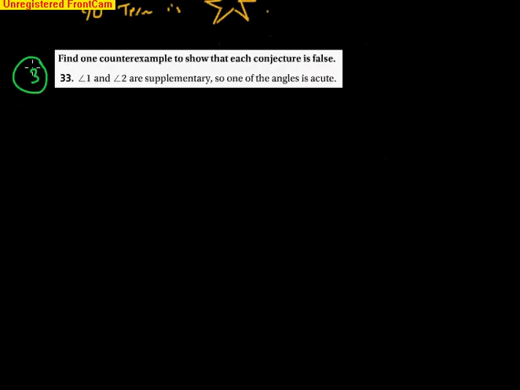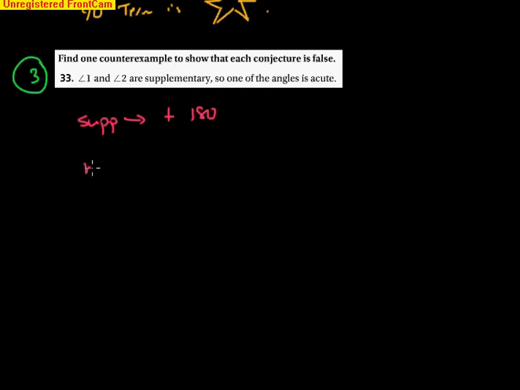Okay, so here's our third problem. It says, find one counterexample to show that each conjecture is false. And here's our conjecture. Angle 1 and angle 2 are supplementary, so one of the angles is acute. Well, we have to know that being supplementary implies that we add to 180. So the two angles, angle 1 and angle 2, must add to 180.